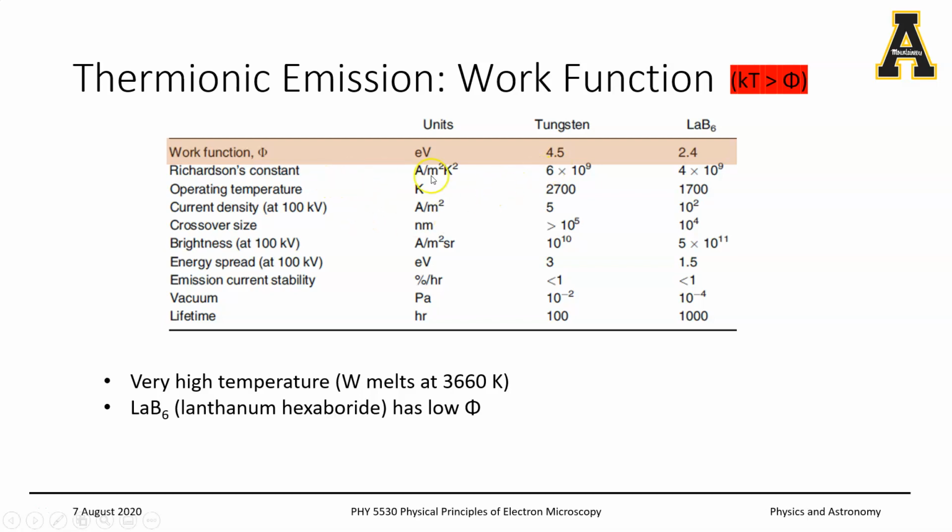I want you to go over all the details of the different values that are here, just for comparison. You don't need to memorize any of it. It is just for you to appreciate the differences between the two sources. Tungsten is a good choice for the thermionic process because it has a melting point of 3660 Kelvin. I don't know how much that is in Fahrenheit. You can translate that. I can do the conversion, but I don't know it off the top of my head. But LaB6 is definitely a much better source simply because it has a lower work function.